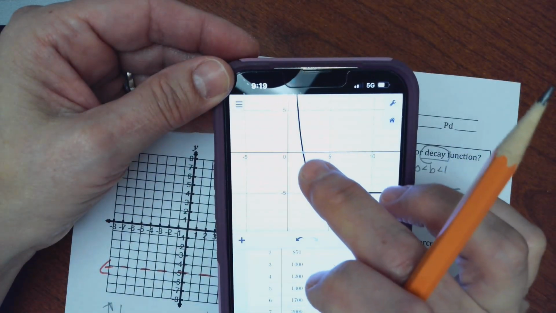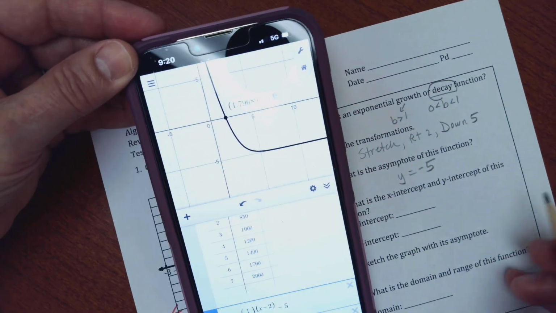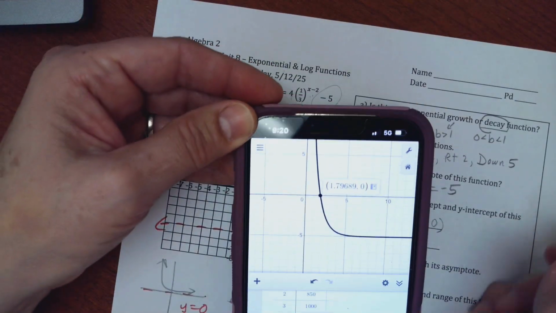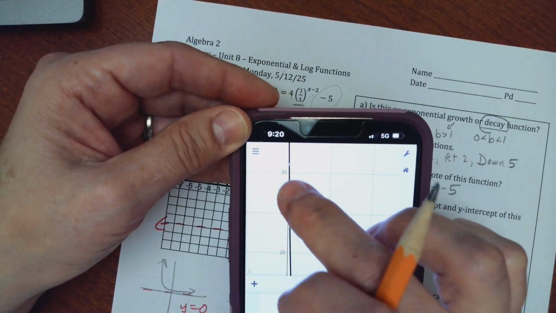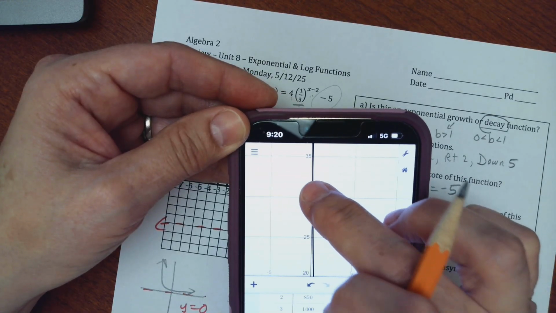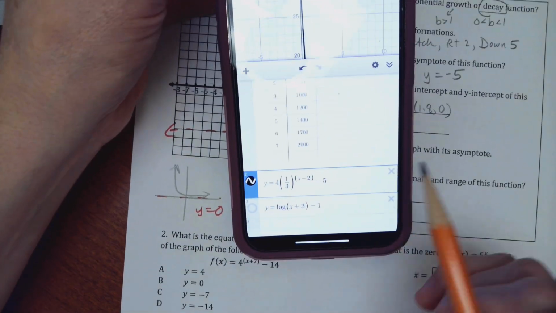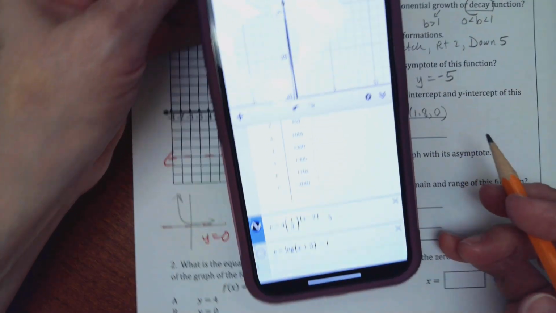So I can get the x-intercept is 1.8, let's say. So 1.8 and 0. All right, my y-intercept, I'm going to have to go all the way up here and click on it. There it is. It's 0 and 31. Whoops, I lost it. All right, so 0 and 31. You can also get your y-intercept by literally just plugging in 0 here and doing the calculation.